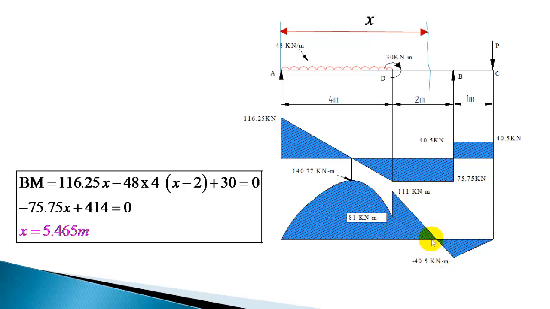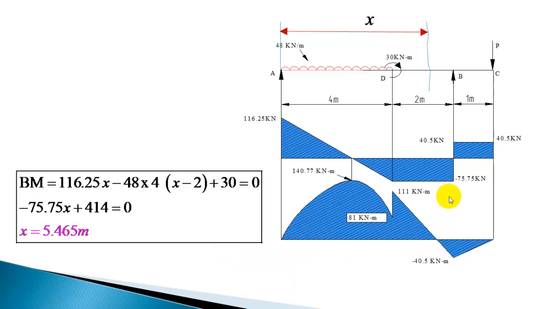You can also try the similar triangle method to get this point, but if the variation is parabolic, you have to write down the equation. So you need to practice to write down the equation. By solving this, you will get x as 5.465 meter. So 5.465 meter is the distance from the left hand. That is, this distance from here to this point is 5.465 meter. So this is the point of contraflexure.